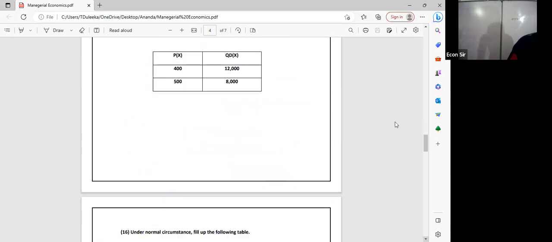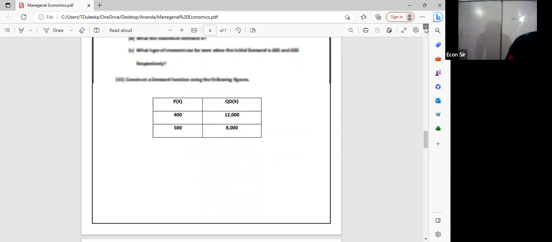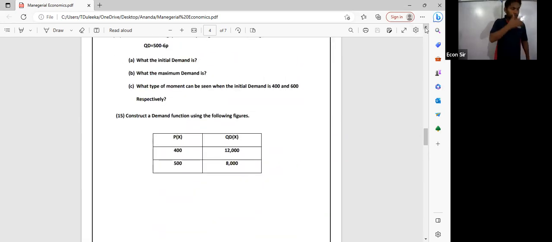Right? We did 15 already. The 15 question we have already done: construct a demand function using the following figures.